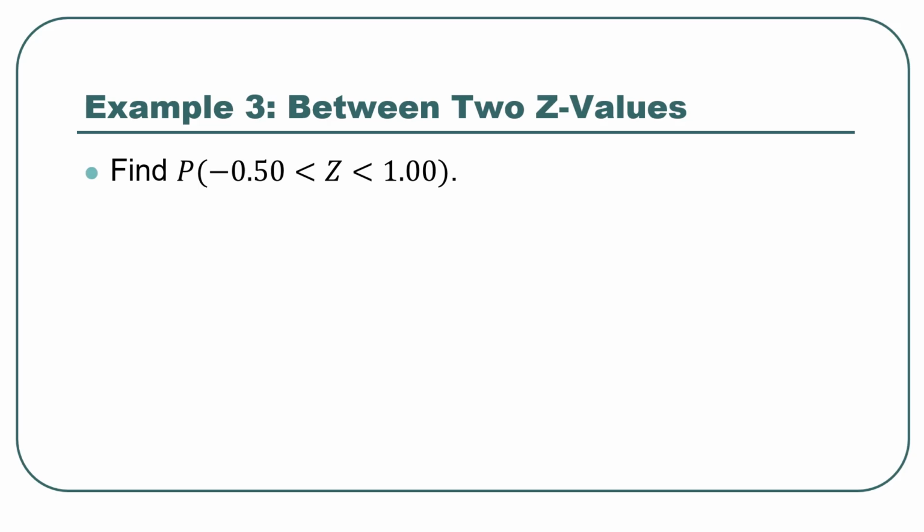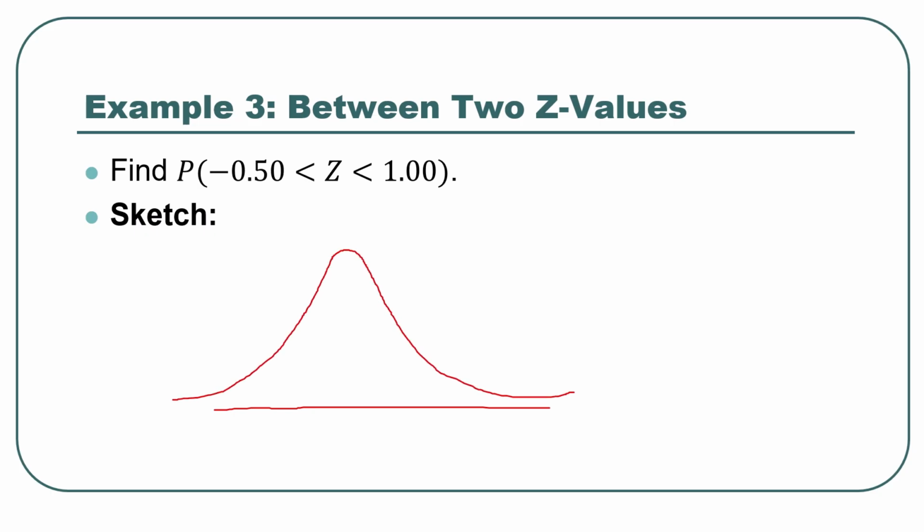So let's see this new example. I want to find the probability of z between -0.5 and 1. So the first step, as usual, is to sketch the area that I am interested in its probability. So I'm going to put my z-curve. Again, why am I talking about a z-curve? Because here my random variable is z. So this is a standard normal curve centered at 0. And this is the z line again.